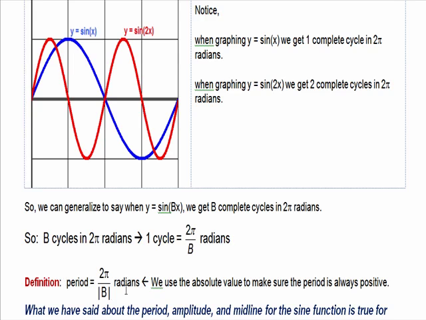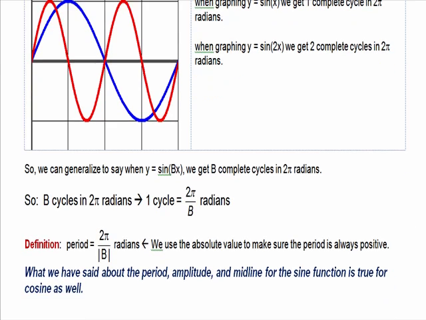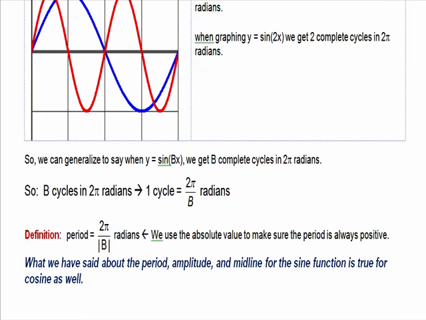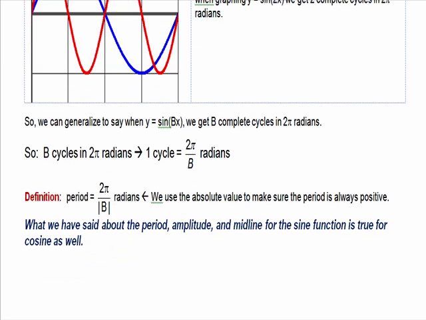Notice we put b in absolute value because we want to make sure that our period is a positive number. So the period we can compute by doing 2 pi over the absolute value of b. Now notice everything we've said about period, amplitude, and midline for the sine function is true for the cosine function as well.